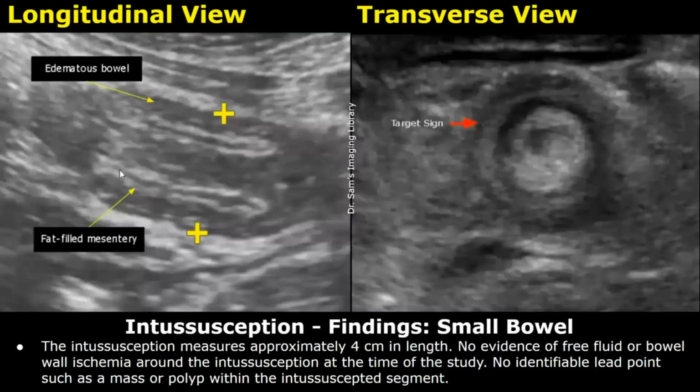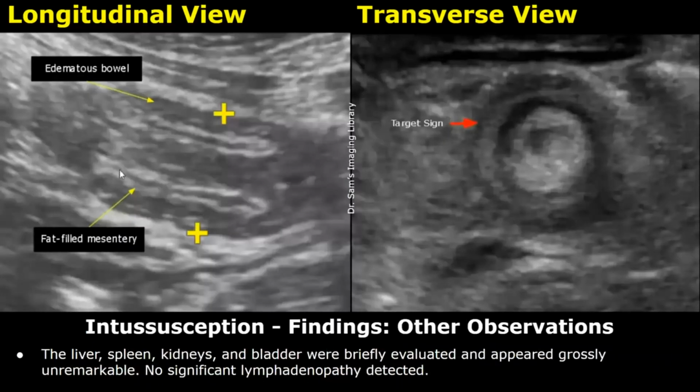The intussusception measures approximately 4 centimeters in length. No evidence of free fluid or bowel wall ischemia around the intussusception at the time of the study. No identifiable lead point such as a mass or polyp within the intussuscepted segment. No other abnormalities were found.